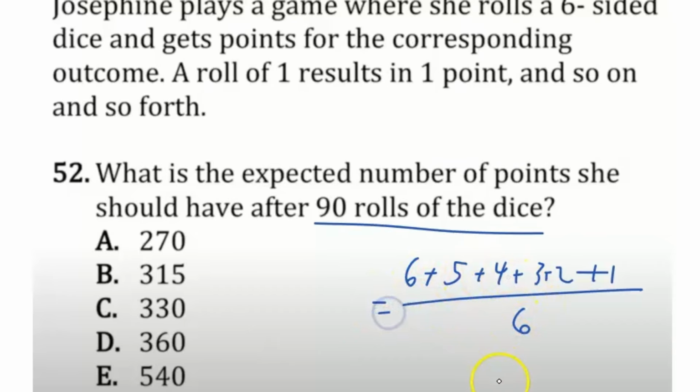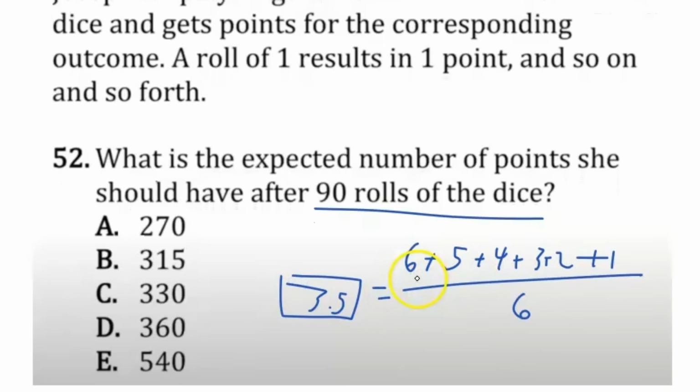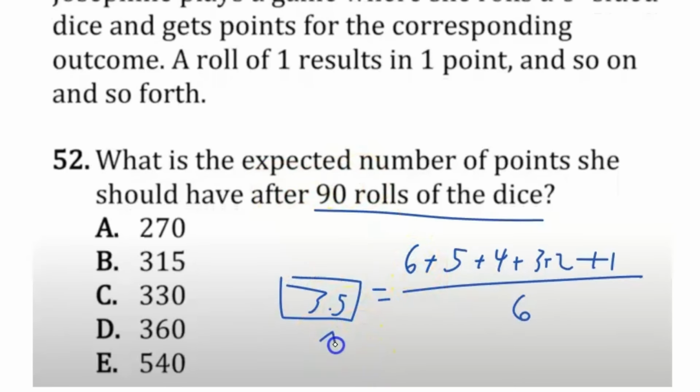So 21 divided by 6 will give us a value of 3.5. This value of 3.5 is our expected number of points per roll. Therefore, if we roll the dice 90 times, we just have to multiply this number by 90. And 90 times 3.5 is 315, and therefore B is our answer.